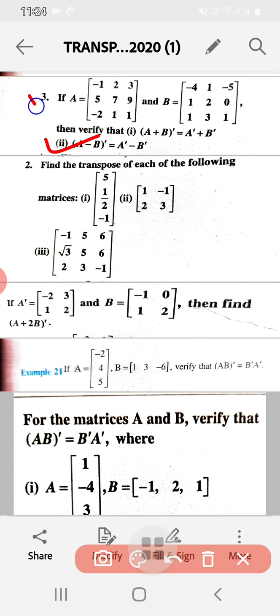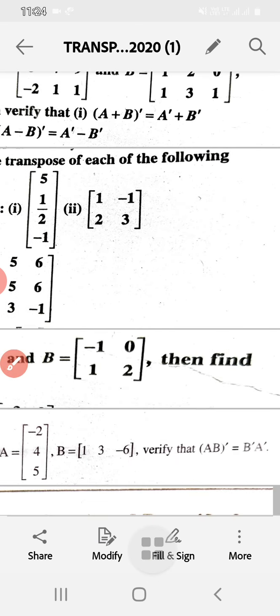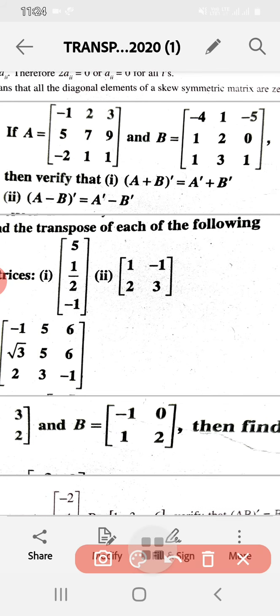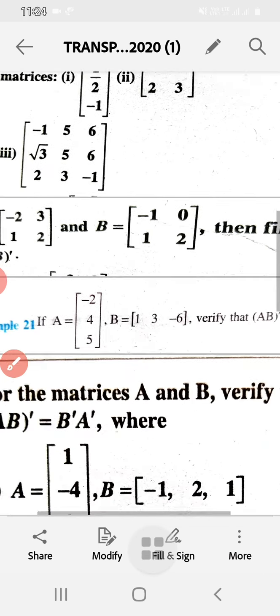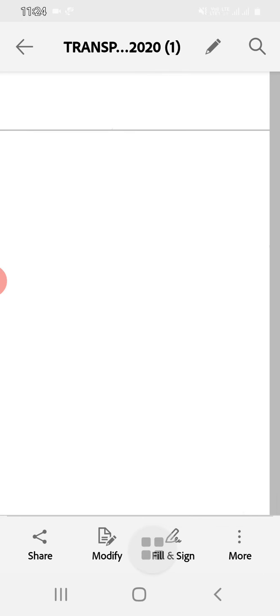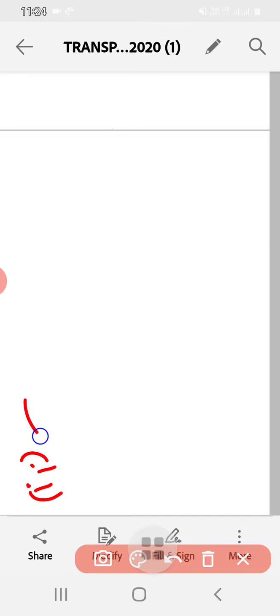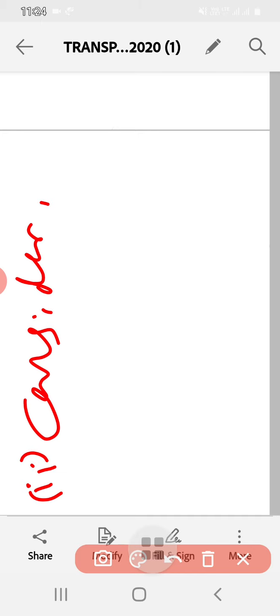You write the elements correctly. So a is minus 1 2 3, 5 7 9, minus 2 1 1, then b is minus 4 1 minus 5, 1 2 0, 1 3 1. Okay, let us zoom it here. See here, (a minus b) whole dash is equal to a dash minus b dash. So I am going to do this second case. So let us consider the second case.